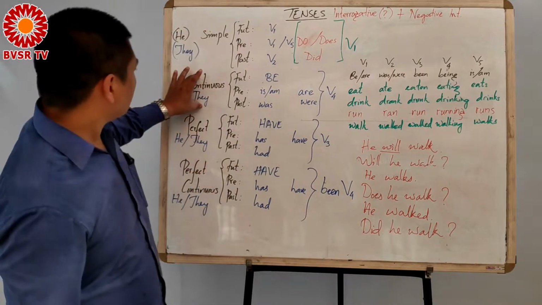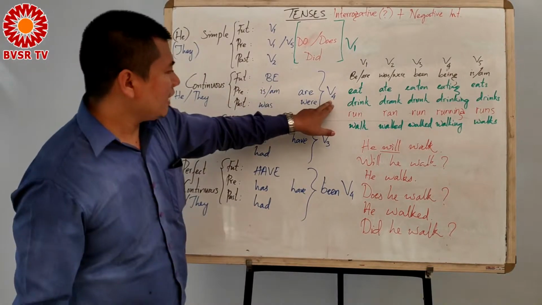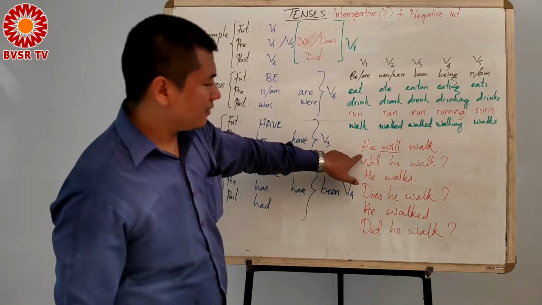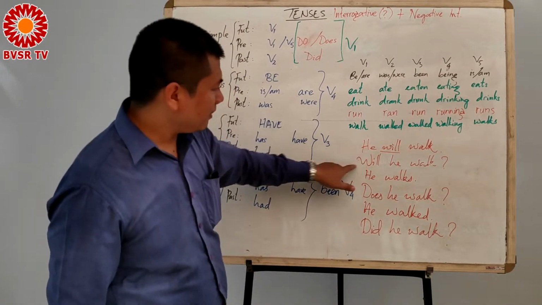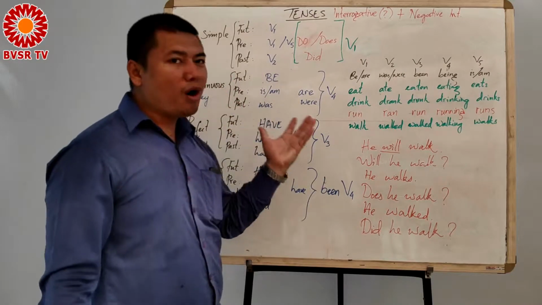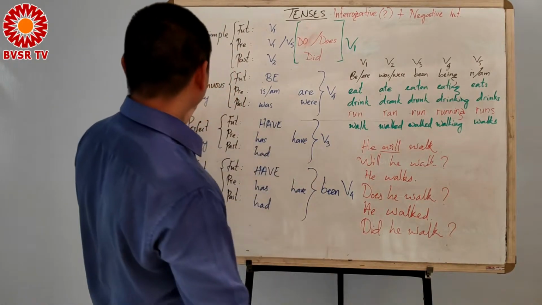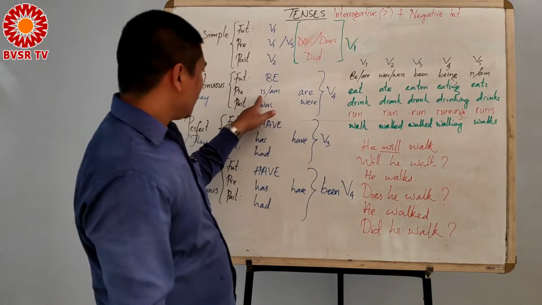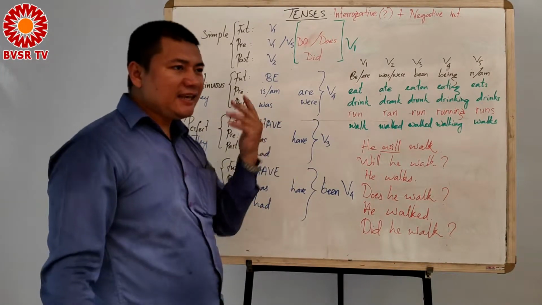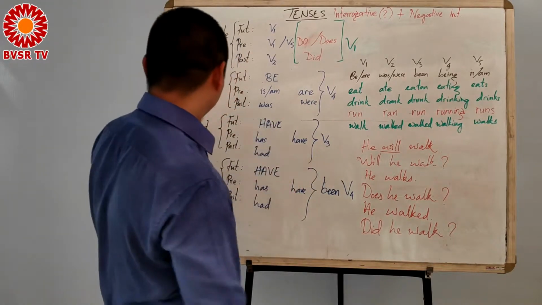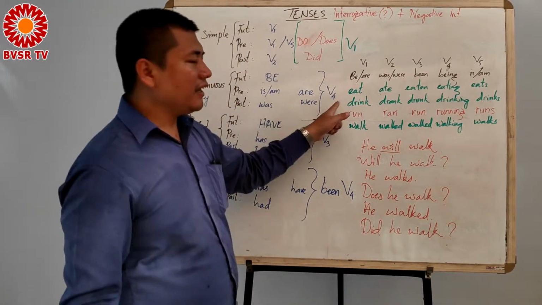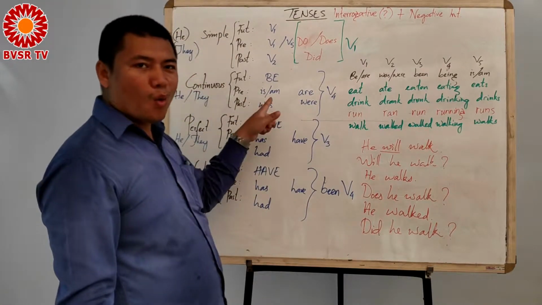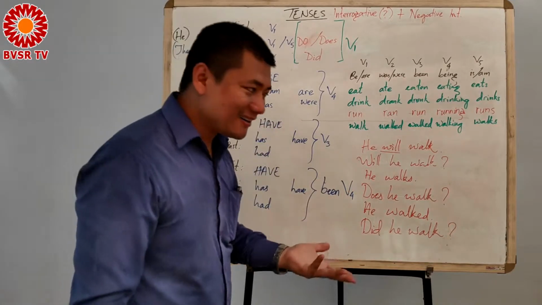Okay, in continuous tense, he will be walking in the park. Will he be walking in the park? See, again, the helping verb before the subject. He is walking in the park. Again, helping verb before the subject. Is he walking in the park? He was walking in the park. Now, again, helping verb before the subject. Was he walking in the park?